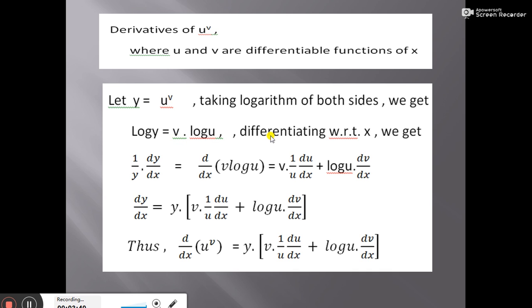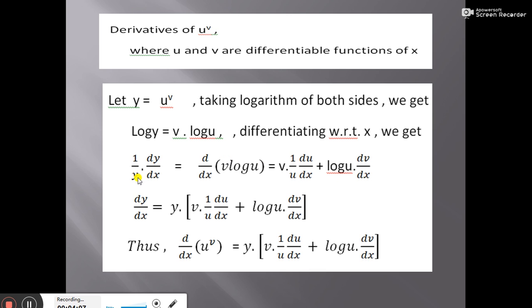Then differentiating with respect to x we get the derivative of log y, that means 1 by y into dy by dx. Here, for the derivative of v into log u, we have to apply the product rule: v as it is into the derivative of log u, 1 by u into du by dx, plus log u into dv by dx.